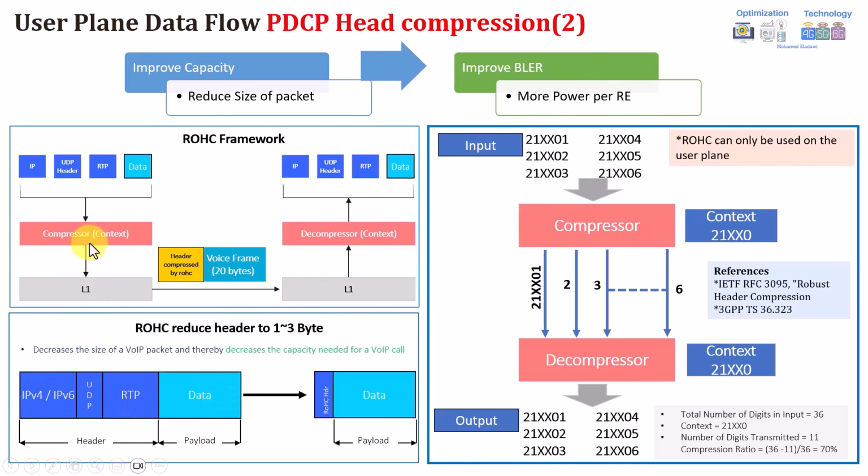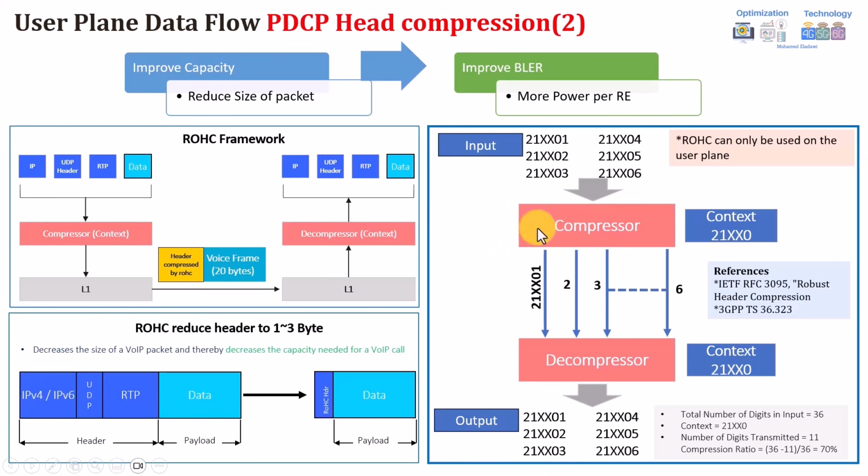So here the compressor will be aligning with the transmitter and the receiver, like header compression with the compressing and decompression functionality in the receiver. Here IP version 4 and 6 will be, for example, compressed and reduced up to 1 to 3 bytes. And just as a high level idea, here is how this works.